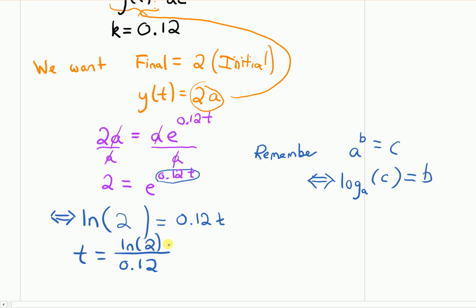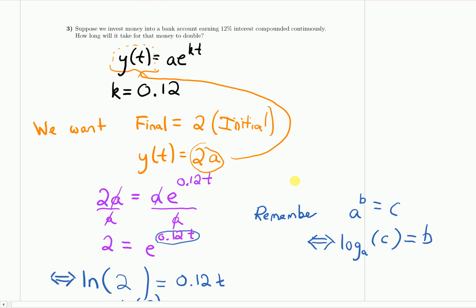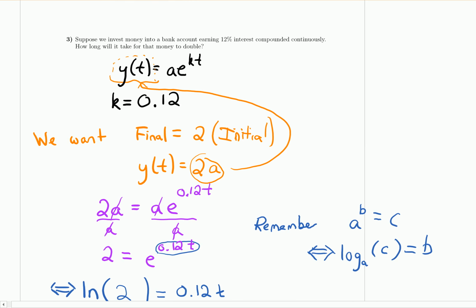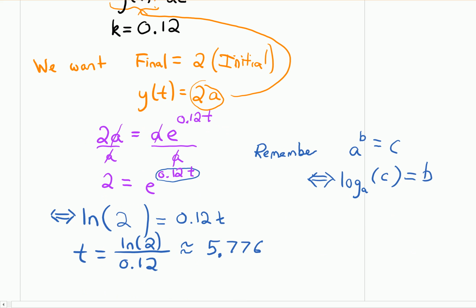Okay, and with this, I'll have to plug it into a calculator to figure out what this is approximately. And again, I'm going to round it to 3 decimal places. So this is going to be about 5.776. And then I need to know what the units are. Okay, so for these continuously compounded interest questions, the units of time are always years. Okay, and then that's my answer.